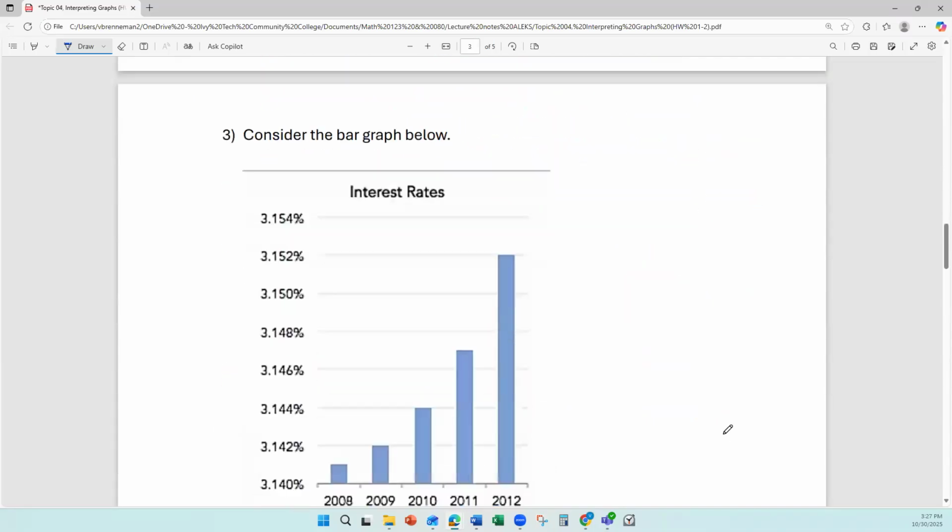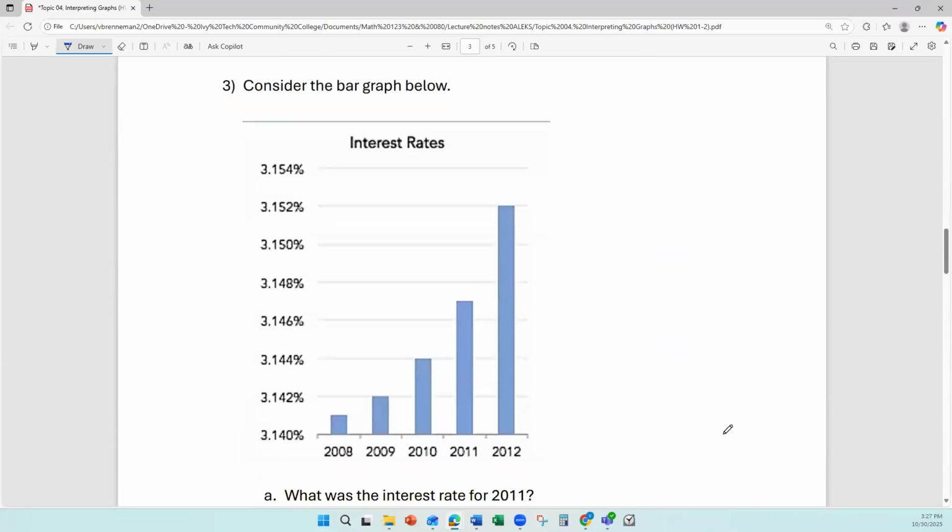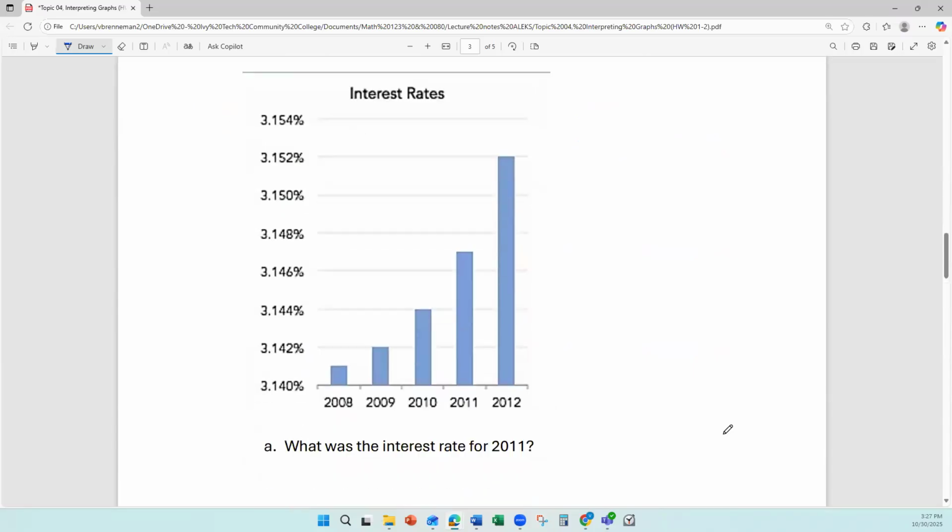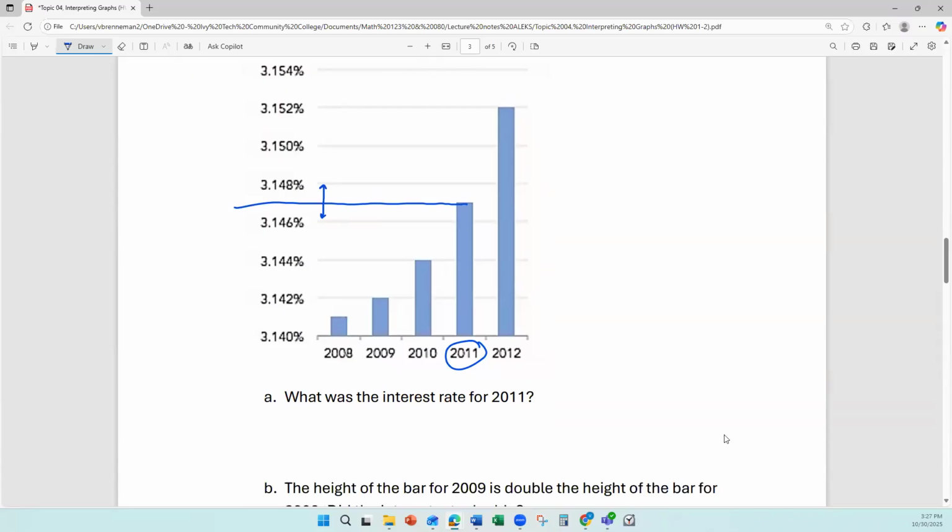Then next, number 3, we have a bar graph here, and we'll get a little bit of practice reading this bar graph. What was the interest rate for 2011? So here's the 2011 bar. The interest rate for that is where the top of the bar lands. It's here, halfway between these lines at 3.146 and 3.148. And so right in between those would be 3.147%.